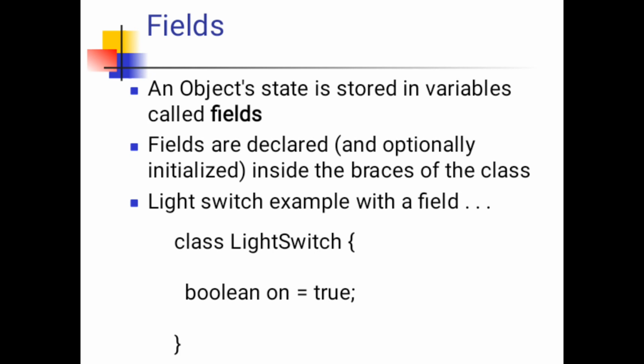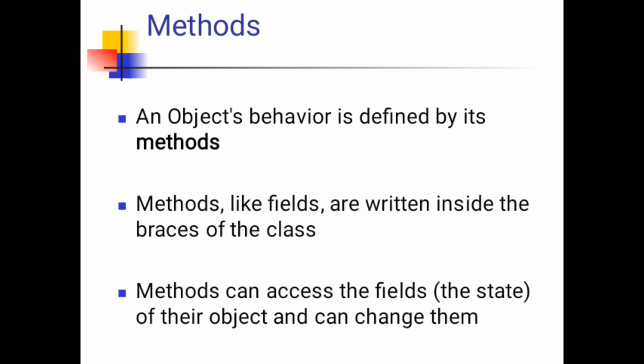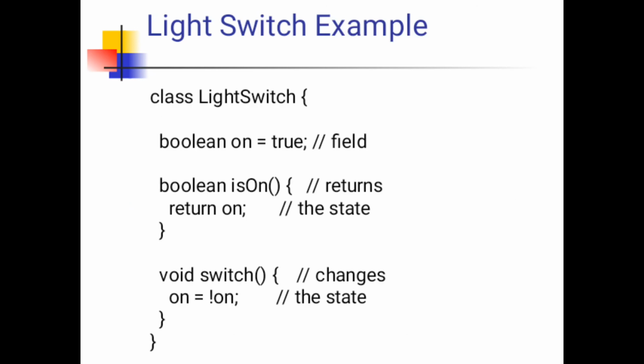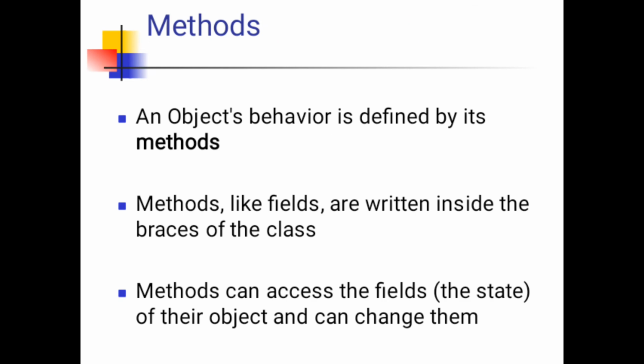That's right, inside this class. Here, in classes, we write our methods. A method can access the fields, which are the state of the object, and can change them. Let's move to the next line.